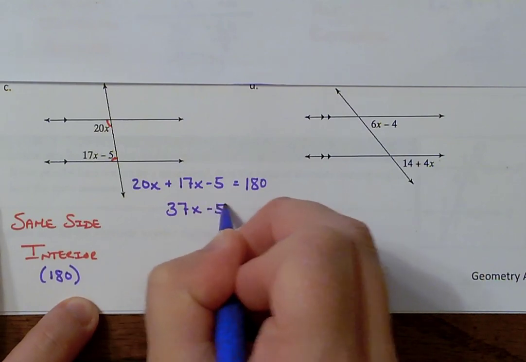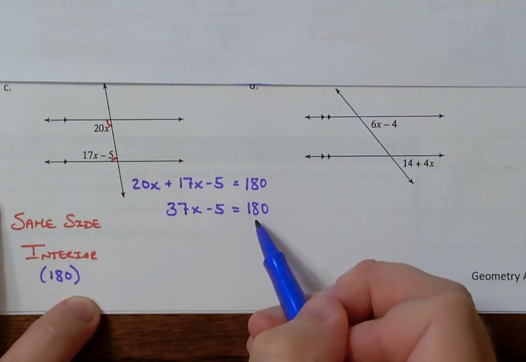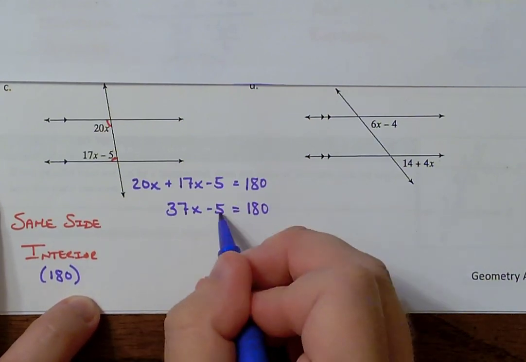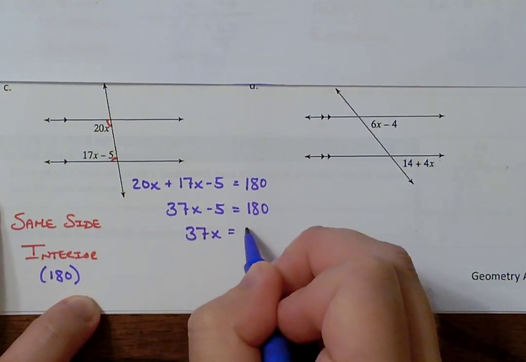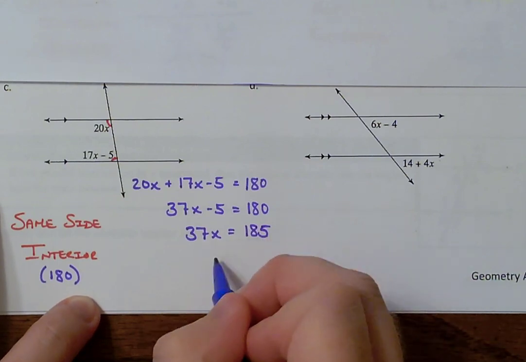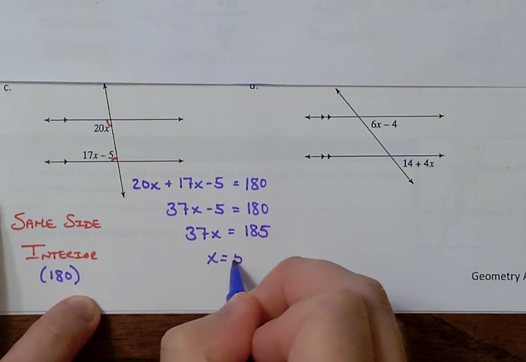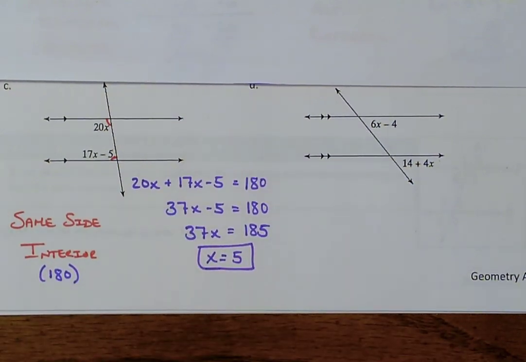37x minus 5 equals 180. If we add the 5 to the right, 180 plus 5 is going to give us 185. So we have 37x equals 185. And then if we divide by 37, 185 divided by 37 gives us x equals 5. And that is our answer for part C.